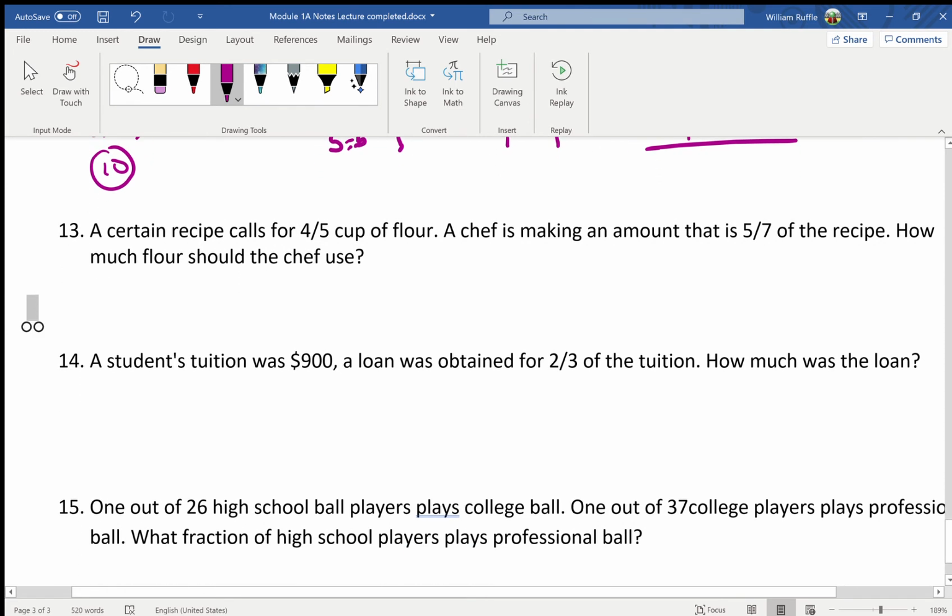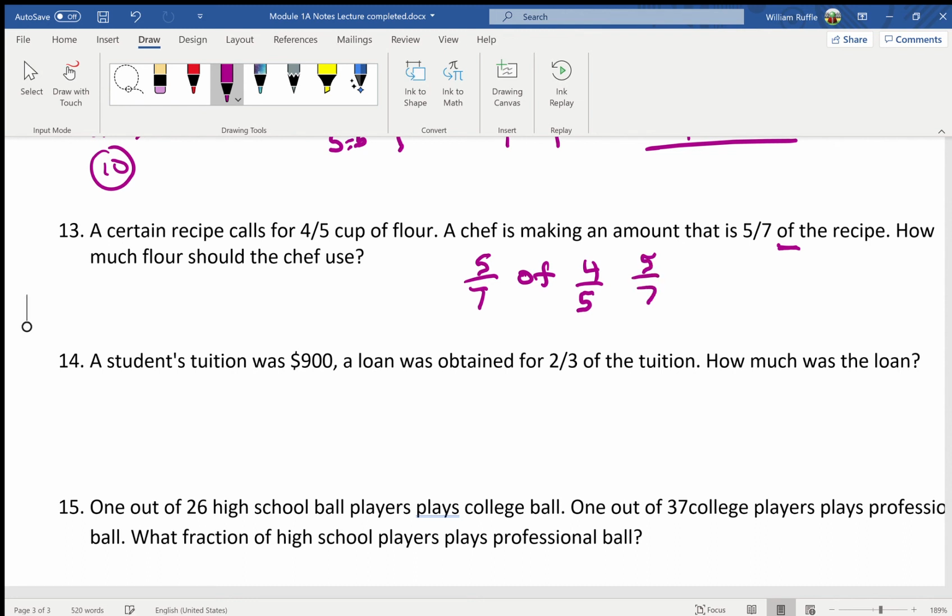This next one here, we have 4/5 cups of flour. A chef is making an amount that is 5/7 of the recipe. So it is 5/7 of 4/5. Now remember, we just said "of" is multiplication, so again it's going to be multiplication here. So it's 5/7 times 4/5. From here, the 5's will cancel because they're both divisible by 5. So it's really now 1 over 7 times 4 over 1. So it's just 4/7.